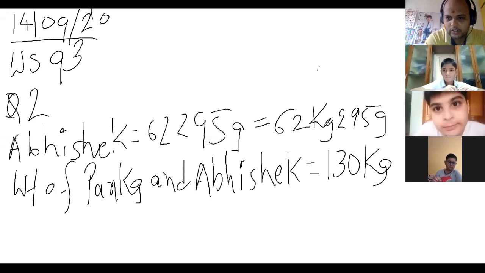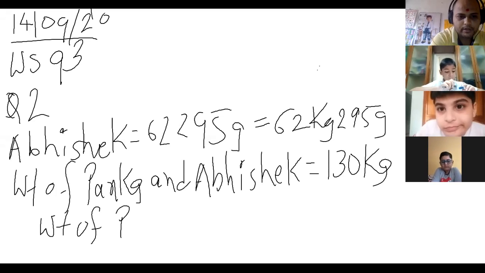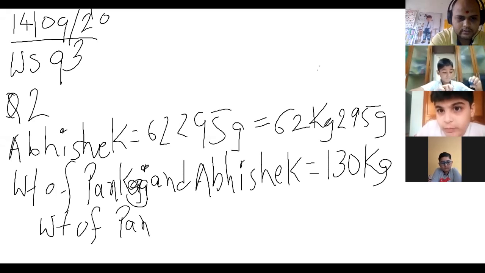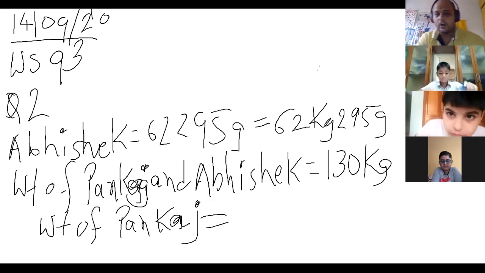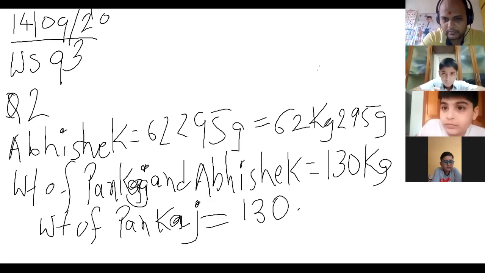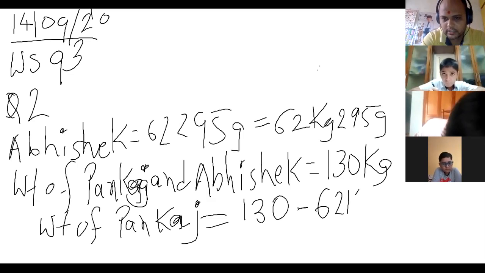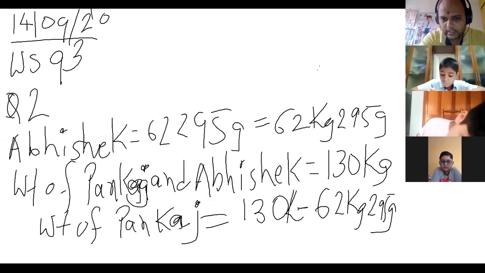Yes. So weight of Pankaj is equal to total weight of Pankaj and Abhishek minus weight of Abhishek. So that is 130 kg minus 62 kg 295 gram. You know how to solve this. Come on, do it.